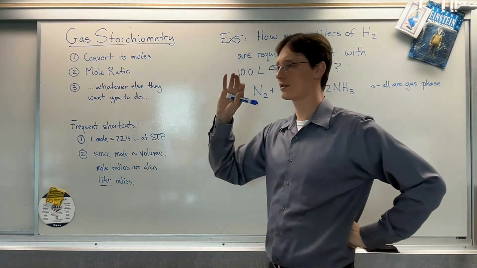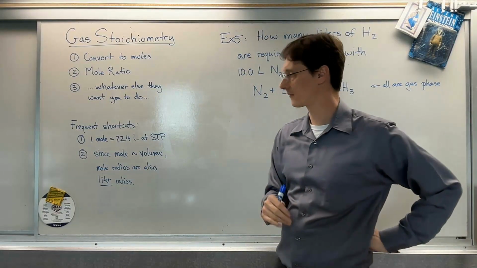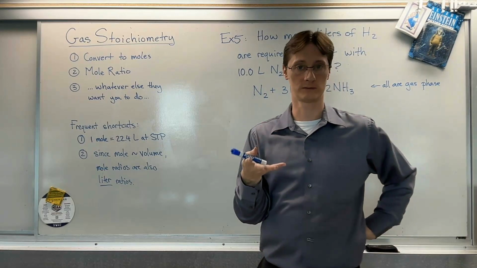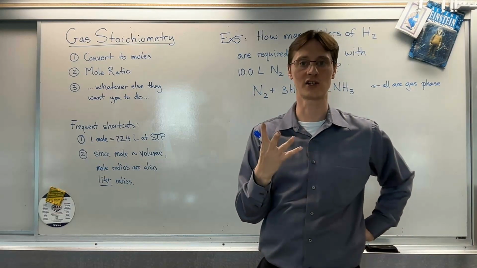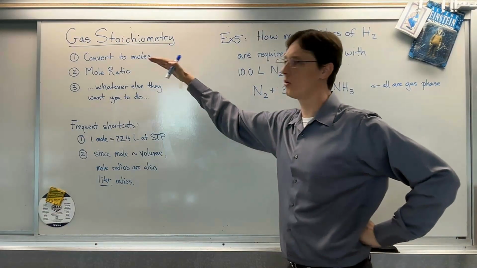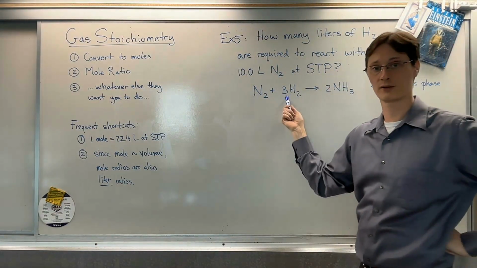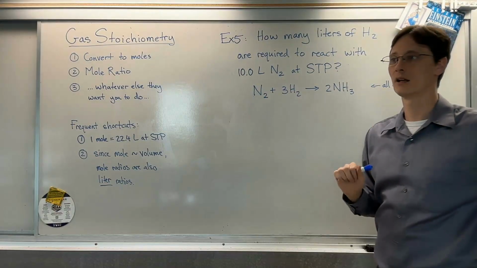The idea here is, since moles of gas are proportional to volume, instead of a mole ratio, you can just use a liter ratio. What am I saying there? Well, the mole ratio of, say, nitrogen to hydrogen is 1 to 3. Okay, fine.